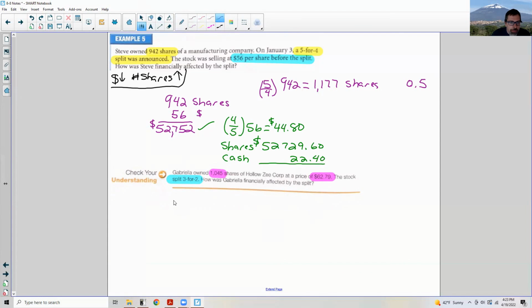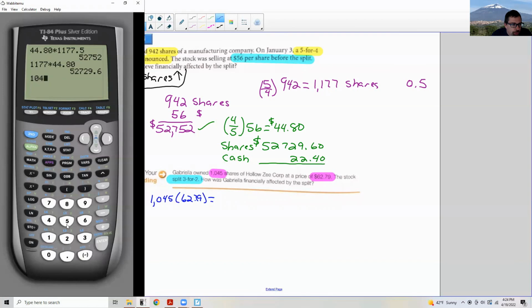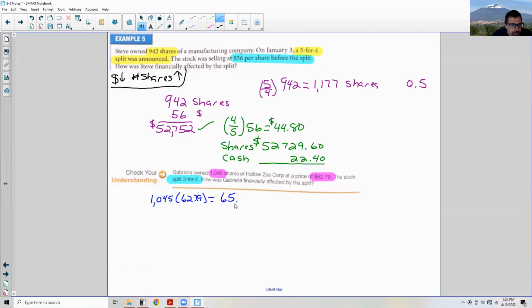So I'm going to do the same thing. If I take 1,045 shares times $62.79 per share, I can get a dollar amount. 1,045 times 62.79 equals $65,615.55. That was how much she had invested in Hollow Z Corp. They split 3 for 2, 3 shares for every 2. So I'm going to do this. It's going to be this again.